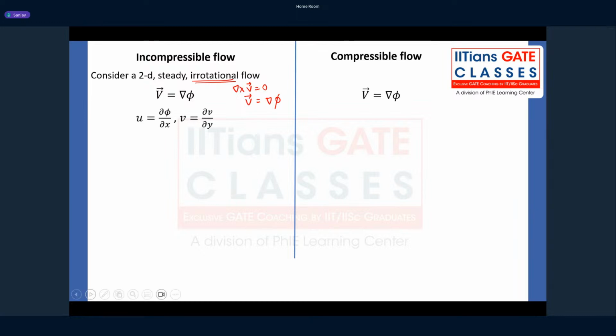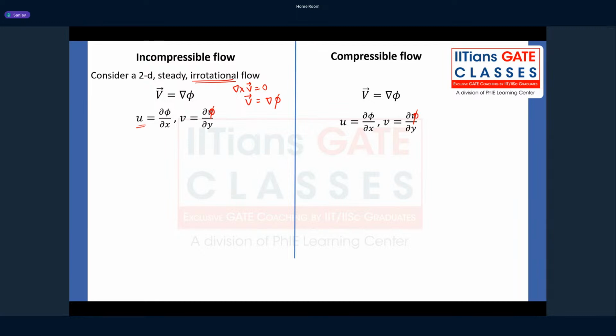Now, if I can write like this, I can write my velocity components as partial derivatives of phi, right? U is dou phi by dou x, V is dou phi by dou y, right? Same I can write for compressible flow also, right? It is valid.